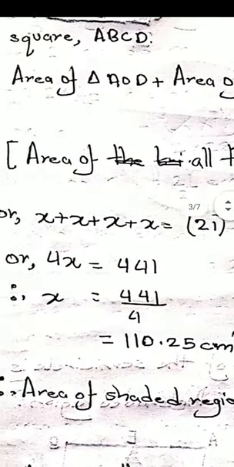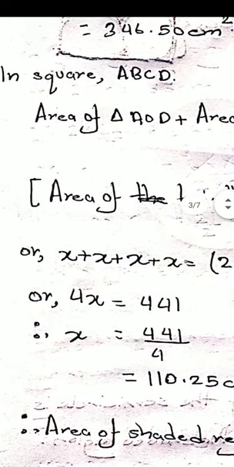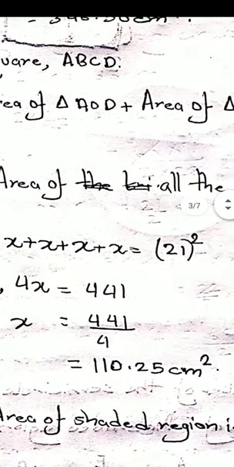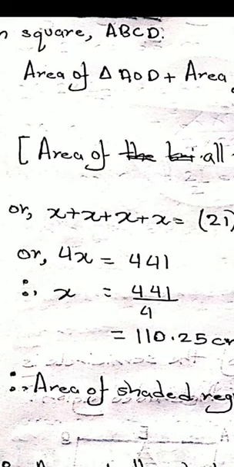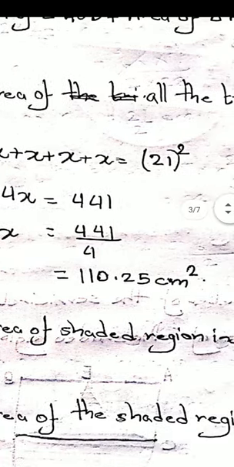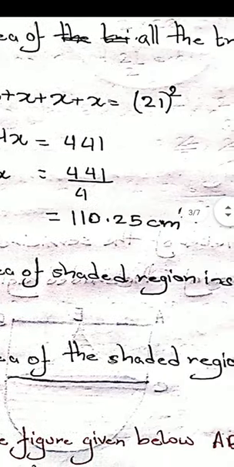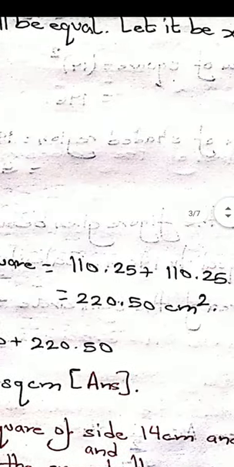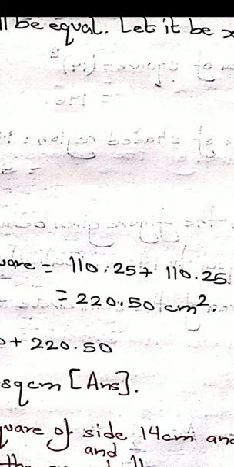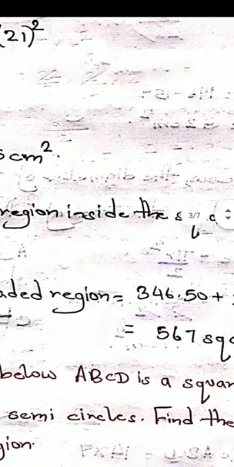So can I say, because all of them are equal, can I say x plus x plus x plus x equals 21 square? Yes, I can say. So x plus x plus x plus x, it happens to be 4x equals to 441. So therefore x equals to 441 divided by 4, which happens to be 110.25 centimeters square. Yes, so therefore area of shaded region inside the square is, because there are two triangles, so I'm going to calculate it 110.25 plus 110.25, which happens to be 220.50 centimeters square.